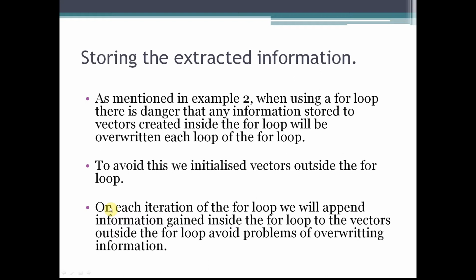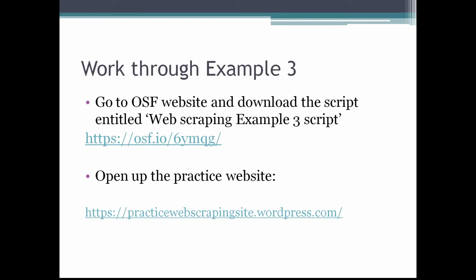In terms of storing the information, as mentioned in example 2, when using a for loop, there's that kind of danger that information stored in vectors created inside the for loop will be overwritten in each iteration that the for loop goes through. So to avoid this, we're initializing them outside, and then we'll append the information gained inside the for loop to the vectors outside to avoid that problem of overwriting.